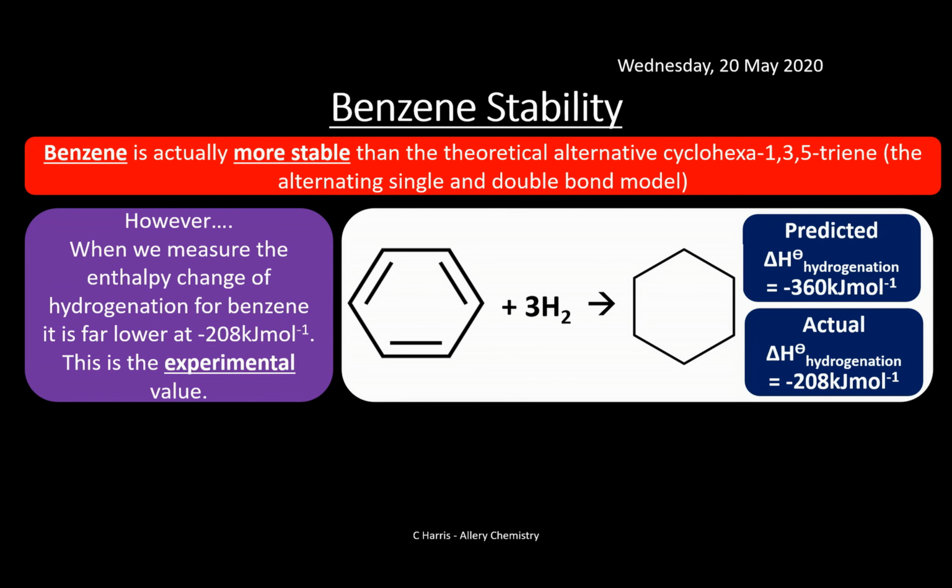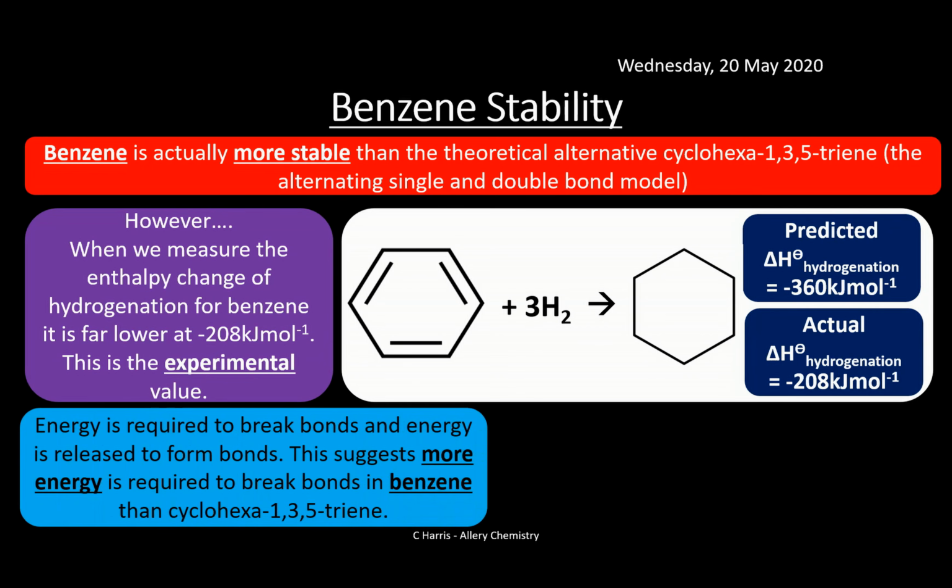So you can see here, if we have 3 double bonds, the predicted energy is going to be minus 360 kilojoules per mole. But actually, when we do it to benzene, it comes out as minus 208 kilojoules per mole. So this is the experimental value, the actual value for benzene. So energy is required to break the bonds, and energy is released when we form them. We know that already from year 1 chemistry.